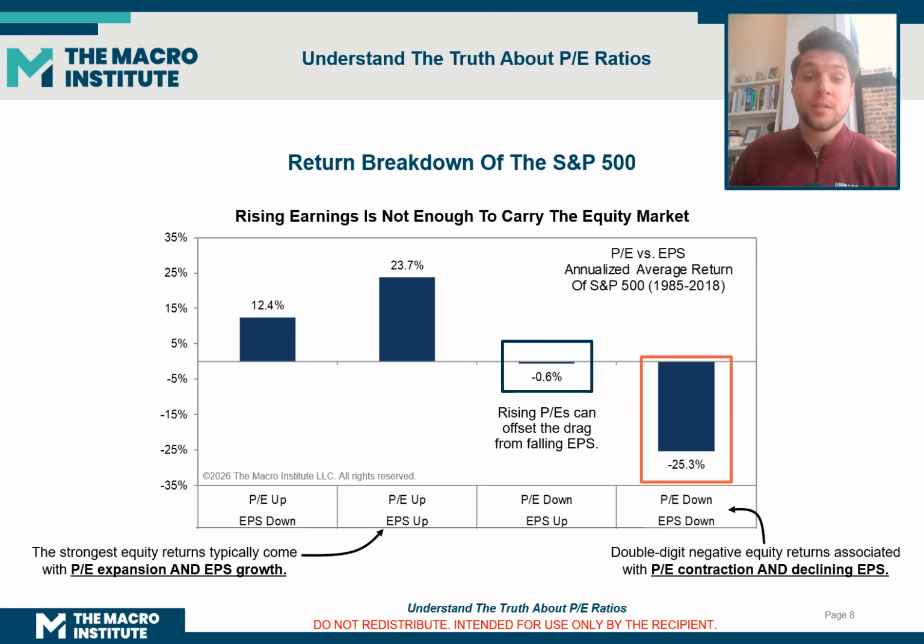The two important ones to look at here are the column all the way on the left. So when earnings are down, but PEs are still expanding, you generally see positive market returns. And the third one, when earnings are up, but PEs are contracting, you see flat to negative market returns. So when there's these mismatches, PE ratios or market multiples tend to be really, really powerful. It can offset falls in earnings, or it can weigh on rising earnings.